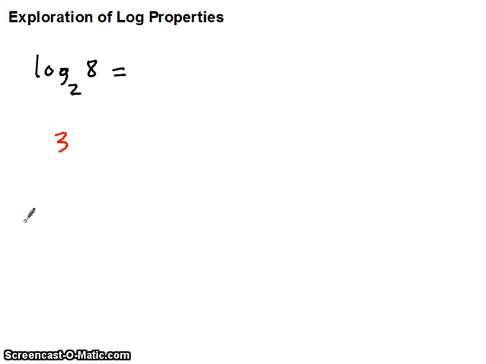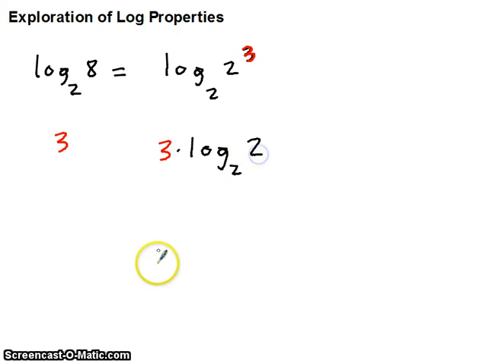And 8 can be written as 2 to the third power, right? 2 to the third power is 8. There's a property of logarithms that says if you have an exponent like we have here, then we can pull it into the front of the log. And so we're going to have 3 times log base 2 of 2. And log base 2 of 2 is equal to 1. So what we have is 3 times 1, which is equal to 3. So once again, we get that 3 there.